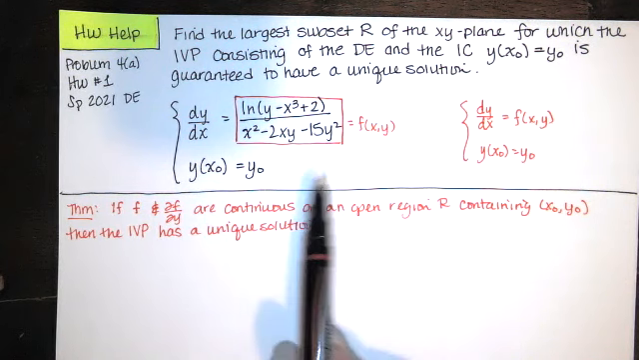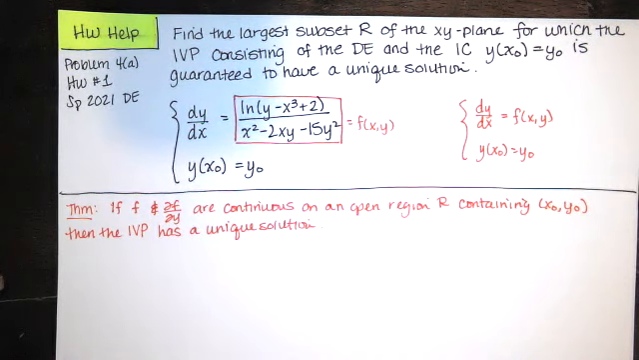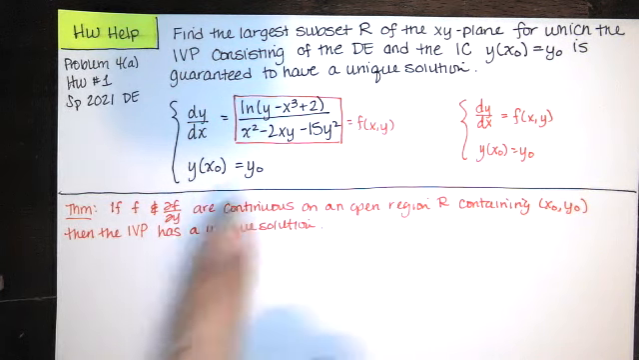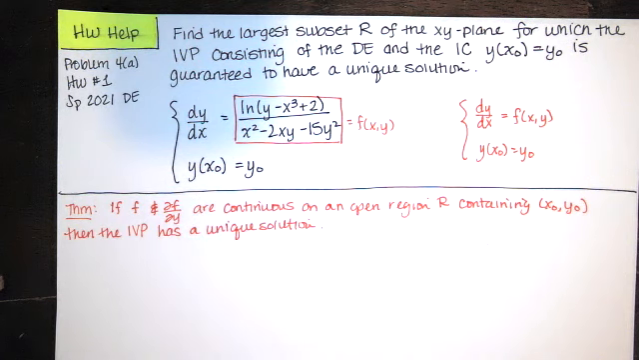So we just need to figure out where this function f of x and y and its partial derivative with respect to y are continuous. The place where those two regions in the xy plane overlap, that is the open region R, because I need this one to be continuous and this one to be continuous at the same time. So we just need to think about the continuity of this function f.